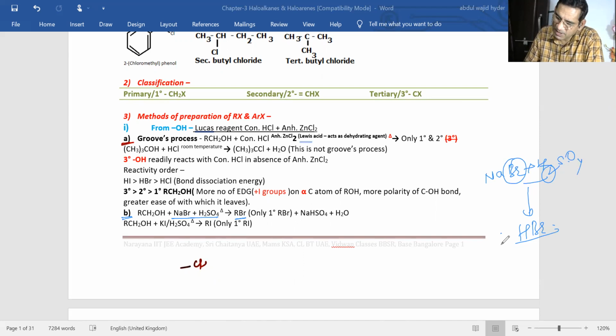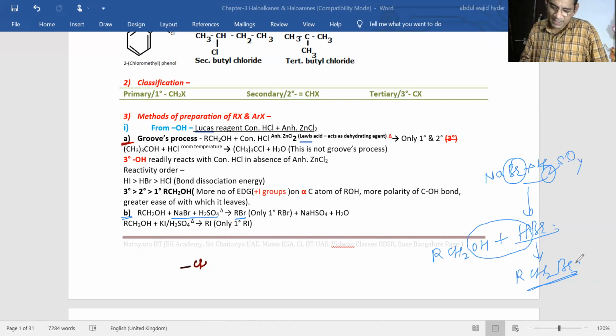RBr. HBr plus RCH2OH: this H will combine with this OH to form H2O, and what you will get is RCH2Br. That is RBr, that is 1 degree RBr. And other than that, what you will be getting? NaHSO4 plus H2O.